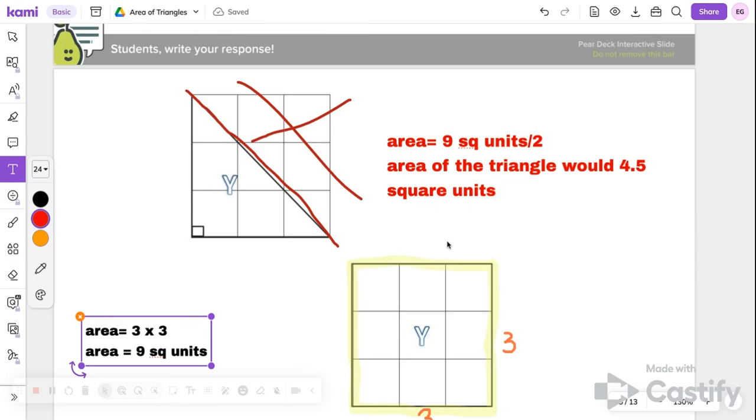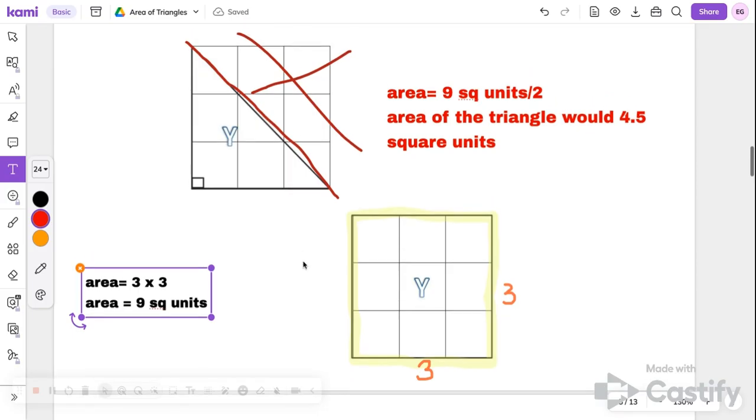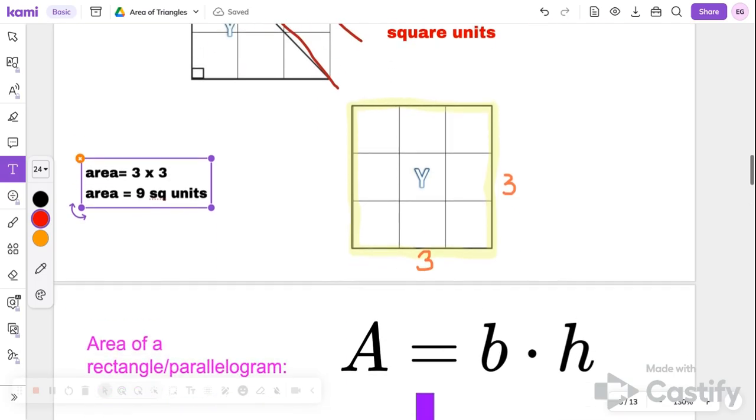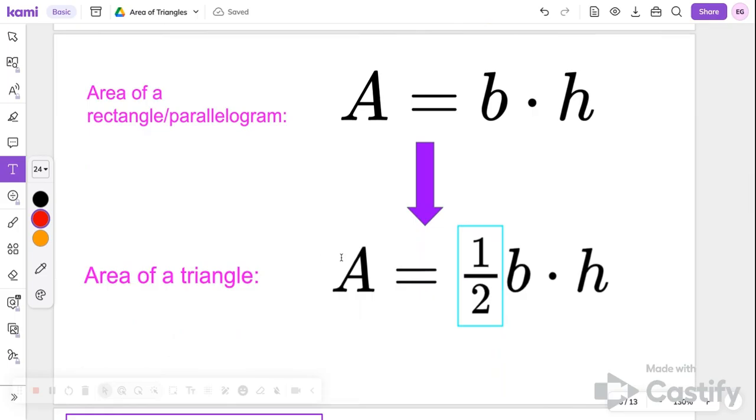The point of this slide is to illustrate that with any triangle you're ever dealing with, you are always going to basically find the area of what would be a rectangle and cut it in half. Hopefully this will make more sense when I show you some more examples. So this is the formula. I'm not as concerned about you memorizing the formula as I am about you understanding why we do what we do.